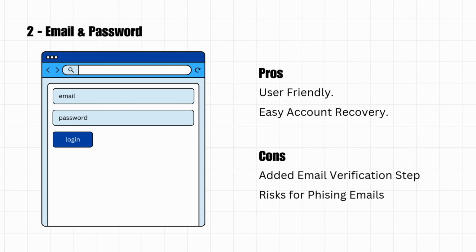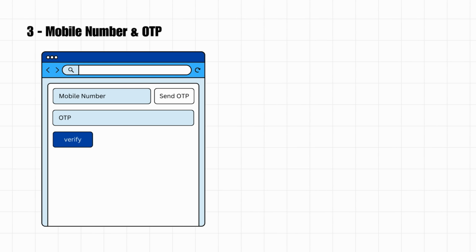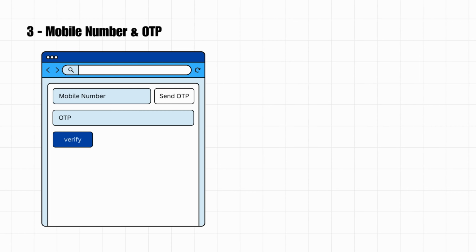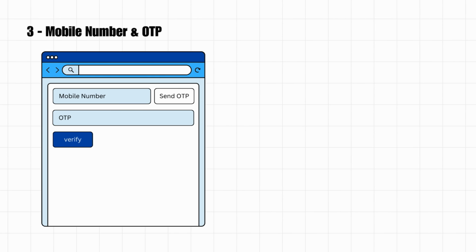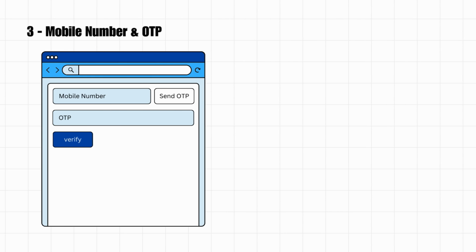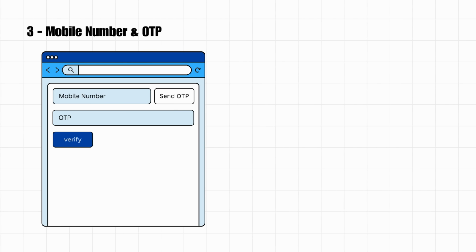Now recently we are seeing a lot of phone number and OTP verification methods. This is a more user-friendly method of authenticating a user because the phone number is unique to a person and it is considered to be more secure than an email. So here the user enters their phone number, they receive a one-time password via SMS or WhatsApp, the user enters the OTP, and then the server verifies it. If correct, the user is authenticated, otherwise not.